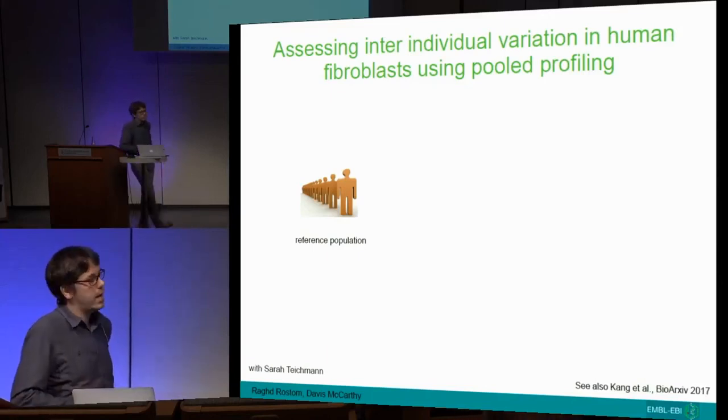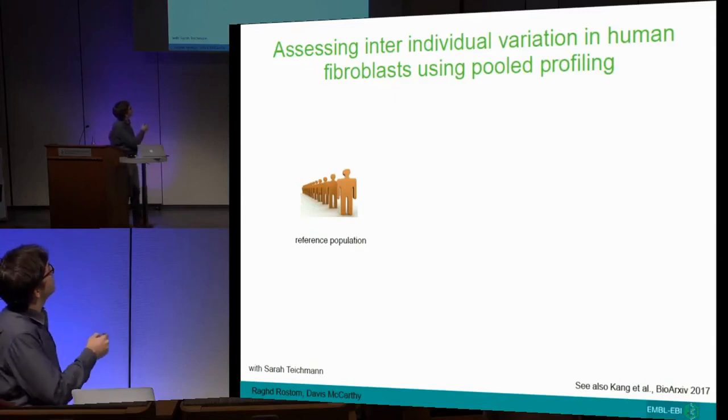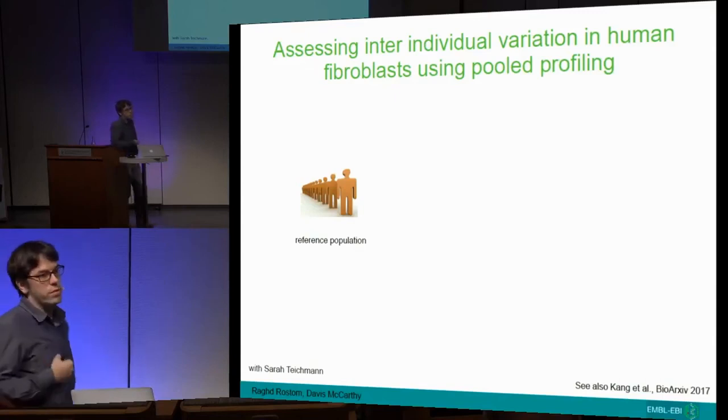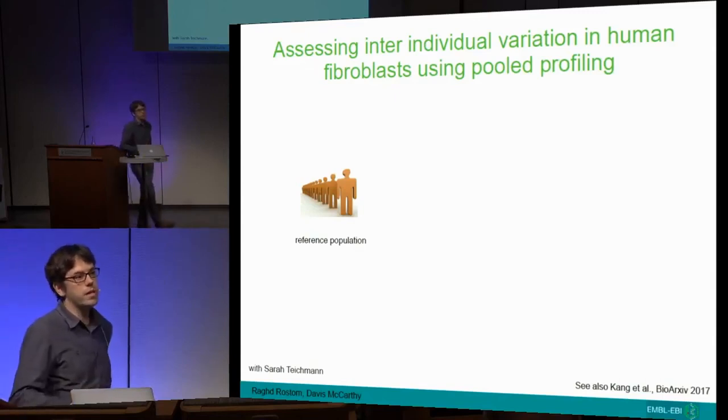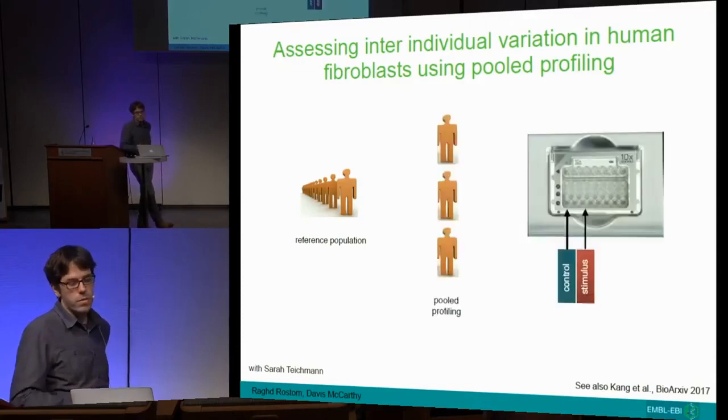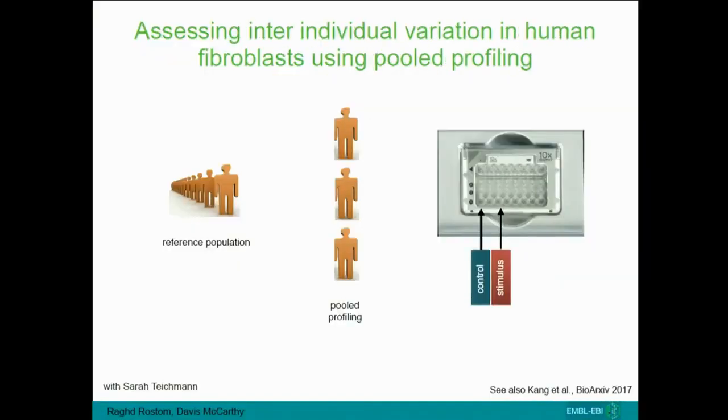Actually, that's work with Sarah's lab, where we looked at reference populations of individuals. These are individuals whose genotype we know, and we want to understand what the variation between people is. So we did a very simple proof of concept experiment and took three individuals whose genotypes we know. They're different, but they're known. We pool them, and as a set, we profile fibroblast cells from all of these individuals in two conditions, control condition and stimulus condition, in this case on a standard 10x run.